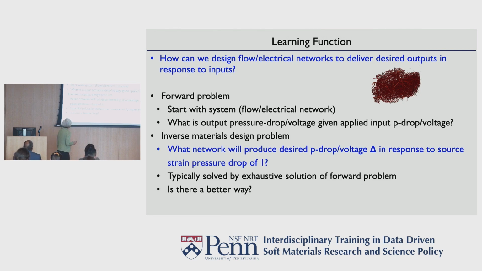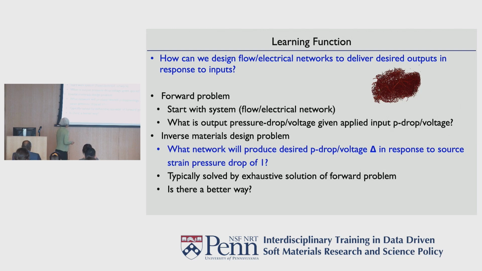Usually what we're used to solving is the forward problem. In other words, what is the voltage at the output, given some input voltage? Then you crank through the problem, you solve the problem, and you get the answer. That's something we know very well what to do. But here we want to solve the inverse problem, which is we want to know what network will give me the pressure drop or voltage drop at the target that I want, in response to the input pressure drop or voltage drop.